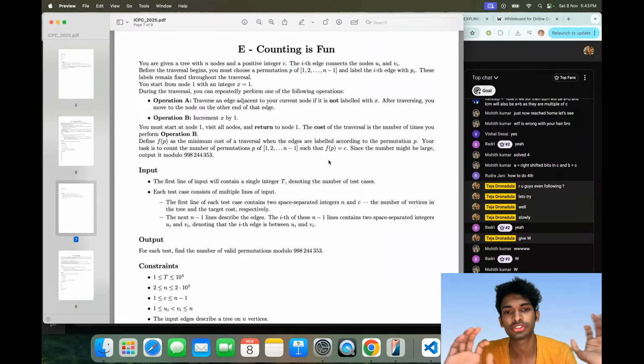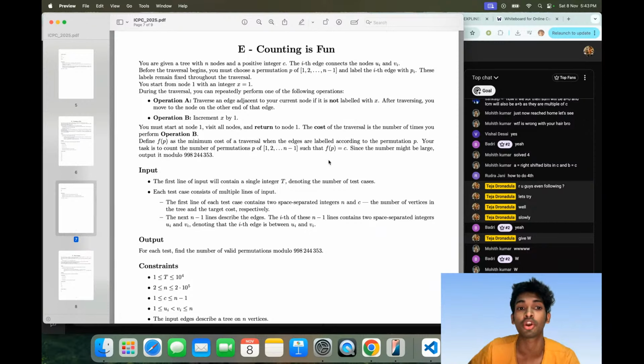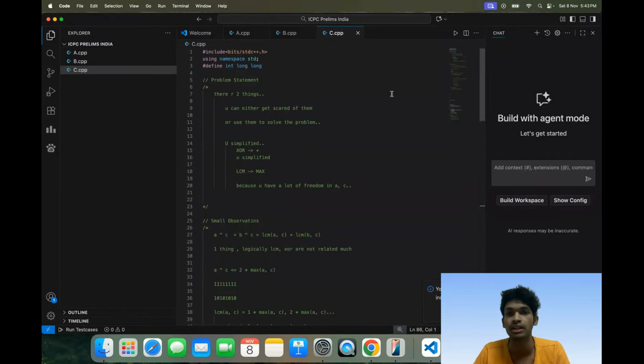So the problem has too many things. But if there are too many things, that's good for you, because if you're willing to put in work, you can solve the problem. It's not like someone gets the solution right away. If there are too many things, that's nice. So let's simplify the problem as much as we can.